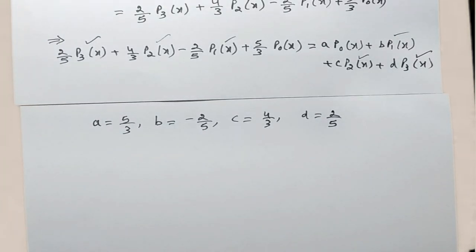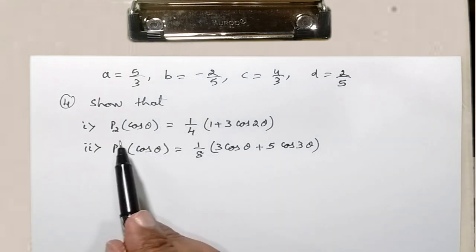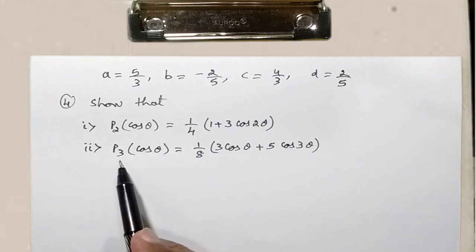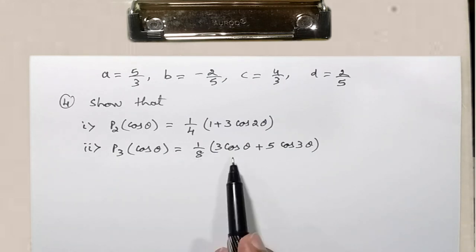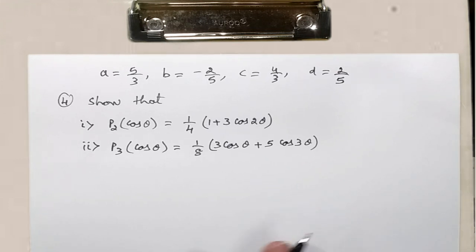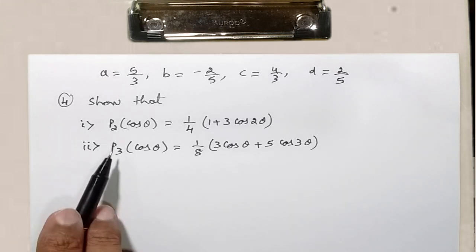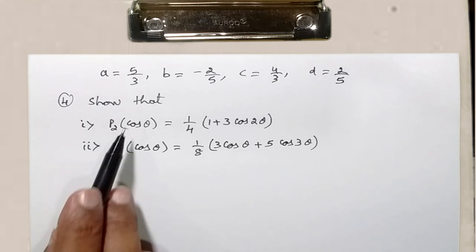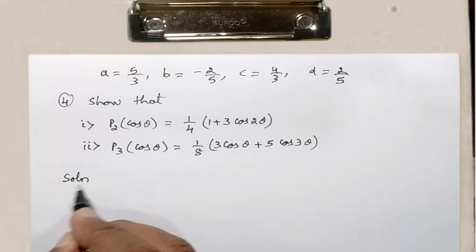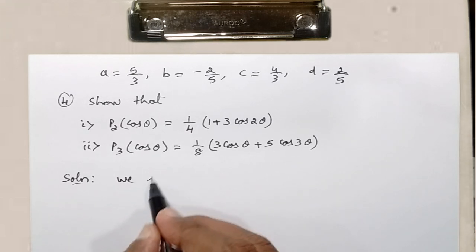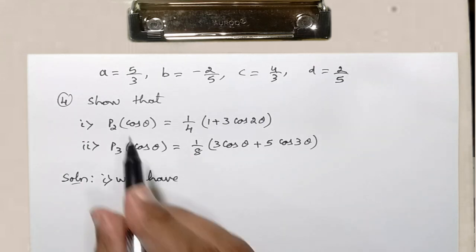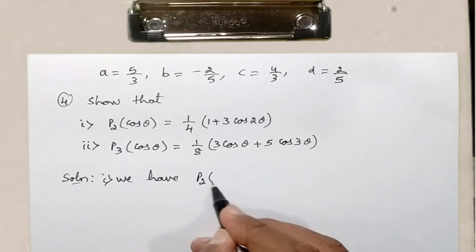That's the required solution. We show that P2 of cos theta is equals to 1 by 4 times of 1 plus 3 cos 2 theta. P3 of cos theta will be equals to 1 by 8 into 3 cos theta plus 5 times of cos 3 theta. Right? So if you try to observe, he is taking P2 and P3. So we know the value of P2 of x, we know the value of P3 of x. So we'll try to use those two values over here. So we'll start with the first result. So for first result we require P2. So P2 of x we already know.